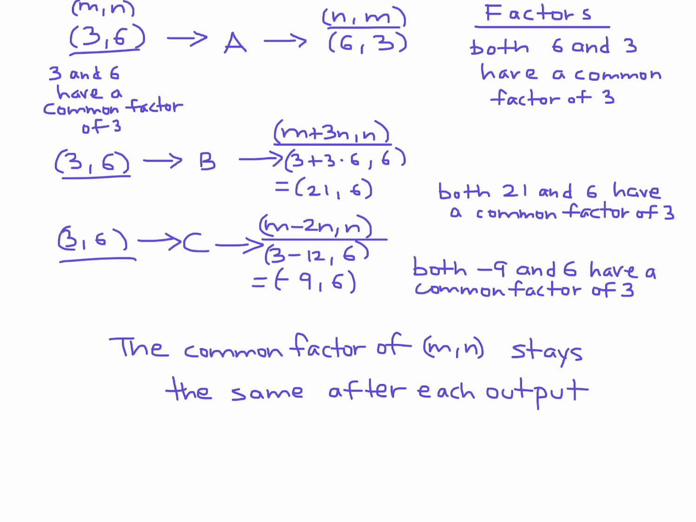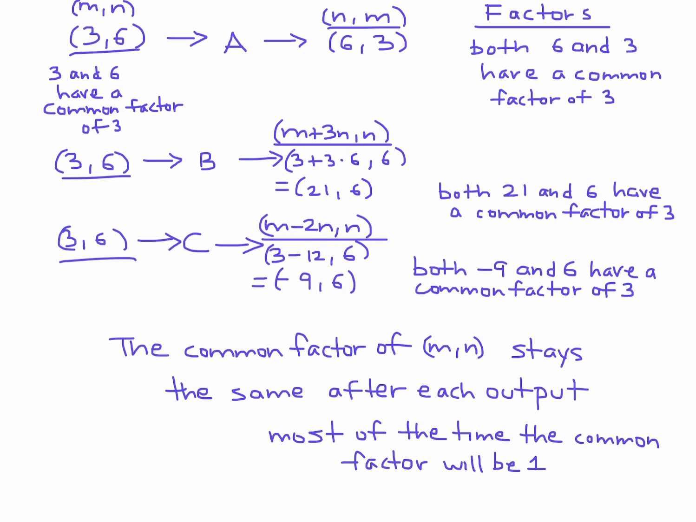And most of the time, the common factor will be 1. Now, I don't know the exact percentage, but a lot of times, I think, for example, if you started with 3 and 5, 3 and 5 do not have any common factor except 1. So that's what I really mean. That sometimes, I should say, probably better choice of words, some of the time, the common factor will be 1. So that's the first part of the question I wanted to illustrate.